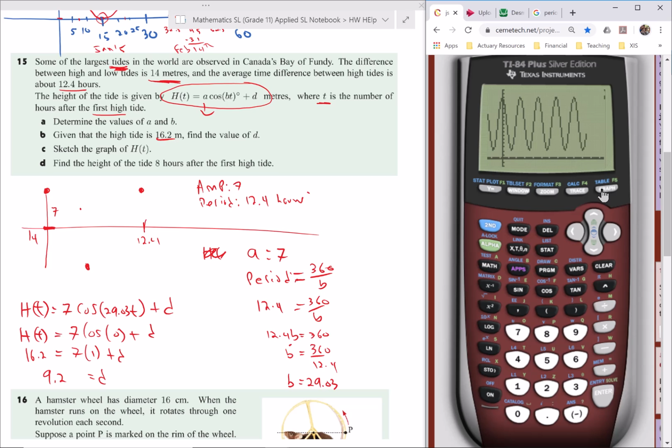All right, here's our graph. Sketch a graph of h of t. And so, oh, you know what? My window was wrong because the period's not 29. The period is 12.4 hours. So let's just do 25 because that's 2 cycles, right? That goes through twice, and that'll give us a little bit easier to see here.